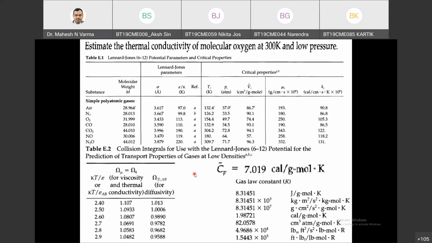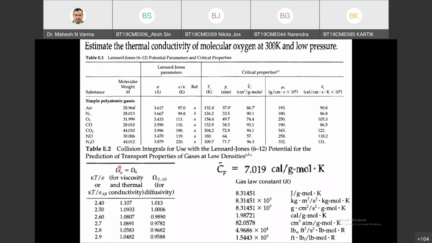Then we'll do kT by epsilon, that is temperature upon epsilon by k. Okay. So what is the value of kT by epsilon? It will be 300 upon 113, that is 2.65. So what will be the value of collision integral for viscosity? For 2.65, it would be an intermediate value, so it should be less than 1.08, approximately 1.075. Already we have estimated these values.